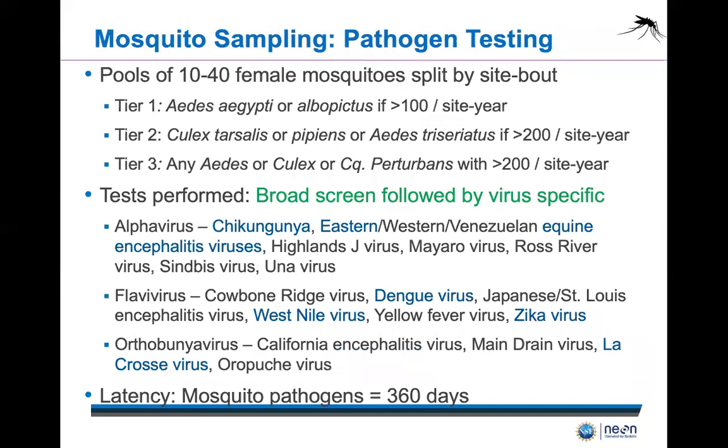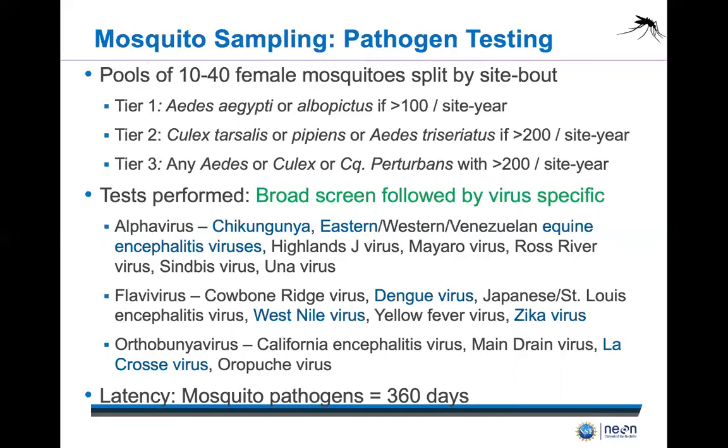So the mosquito pathogens are really rare. So we end up testing them in pools of 10 to 40 female mosquitoes that are split by site and bout, and we use PCR for our testing. And NEON selects which ones to prioritize based on which ones are most likely to be vectors for humans. So these typically include Aedes aegypti and albopictus, Culex tarsalis or pipiens, and Aedes triseriatus. And then oftentimes we'll have leftover mosquitoes that we can test any of the Aedes or Culex species as well.